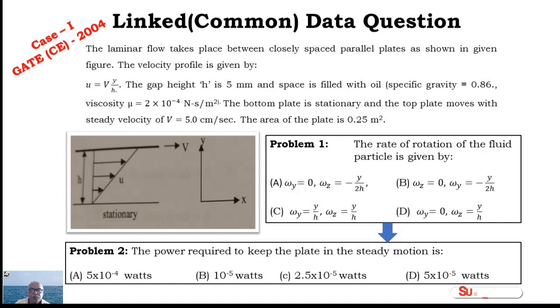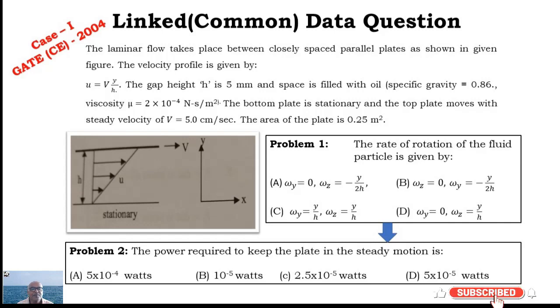Here there are two problems using the common data. We have to solve problem number 1 and problem number 2. The problem goes like this way. The laminar flow takes place between the closely spaced parallel plates as shown in the figure. The velocity profile is given by u is equal to V into y upon h. The gap height h is 5 mm and the space is filled with oil having specific gravity 0.86.